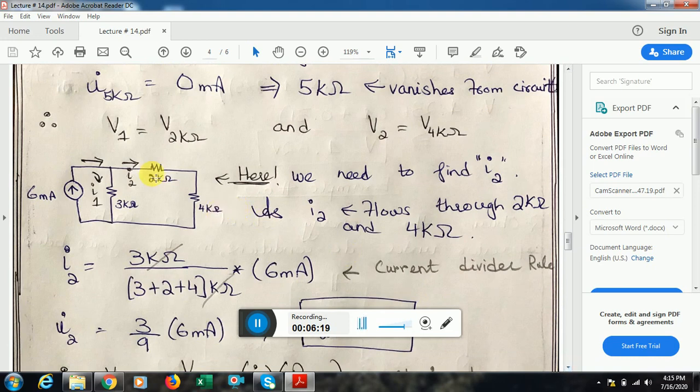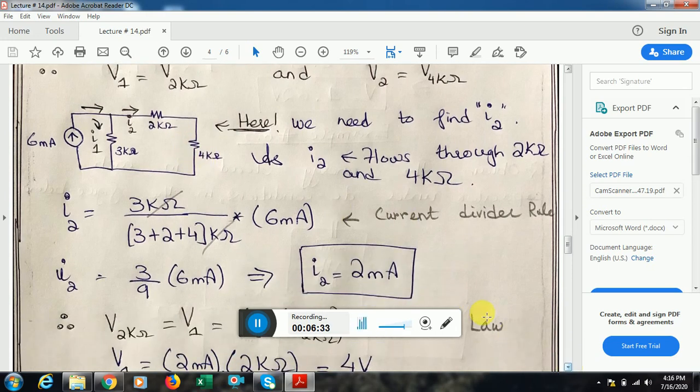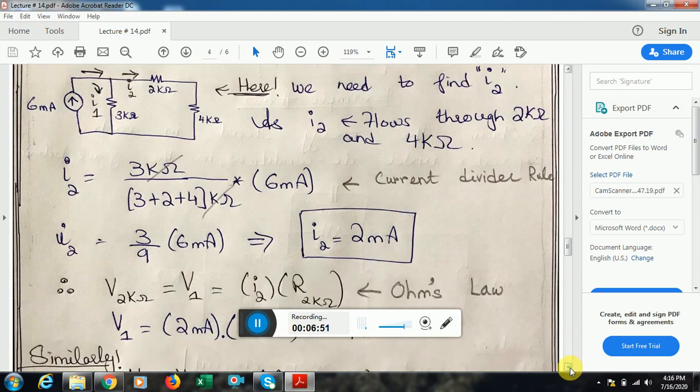So this means I have to find the current flowing through this branch, that is the 2 kilo ohm in series with the 4 kilo ohm, since my V1 and V2 are both related to these two elements. By simply applying the current divider rule, I can find the value of I2, which is the opposite resistor divided by the net resistance in the circuit times the current applied. By inserting the values 3 kilo ohm, 2 kilo ohm, 4 kilo ohm, and the net current entering these two branches is 6 milliampere, I get to know that I2 is equal to 2 milliampere.